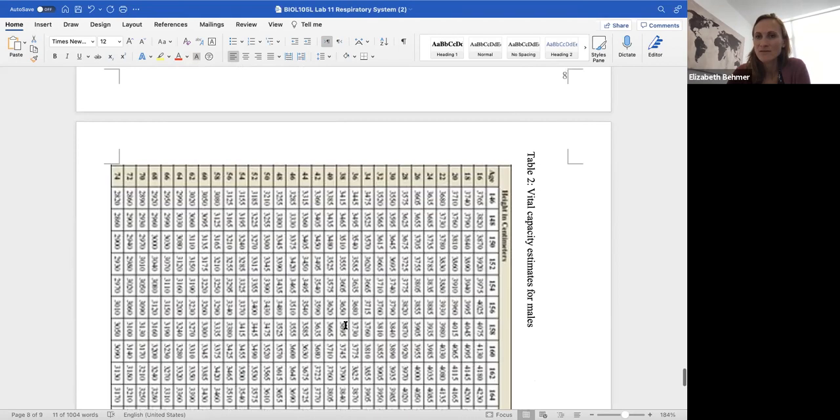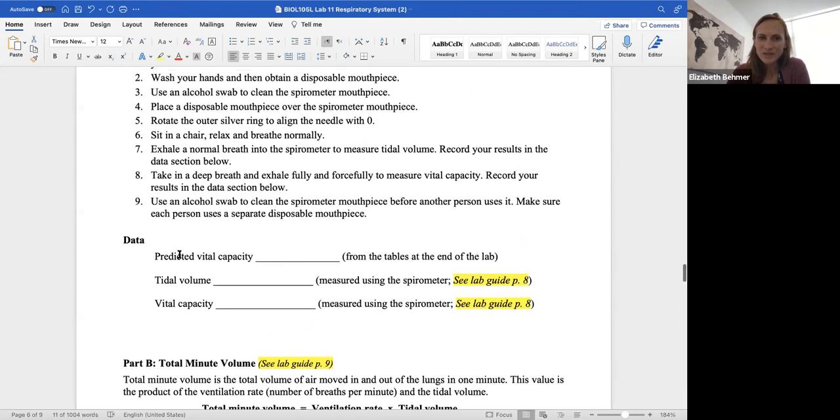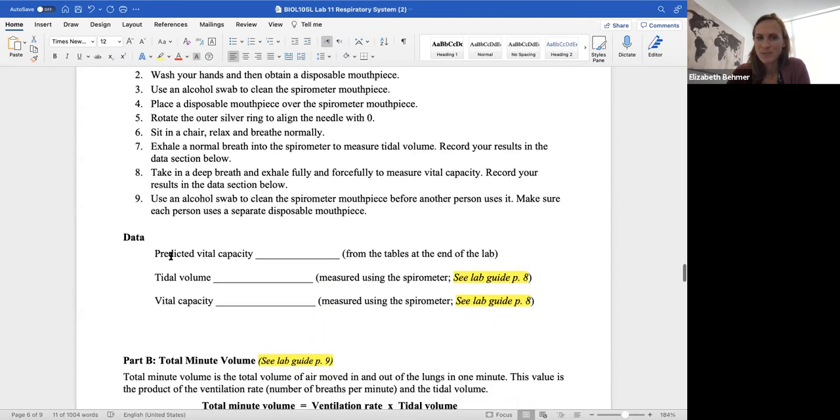So you need to get your vital capacity to do this first. In this section, part A, spirometry, that's where you'll put your predicted vital capacity. You'll put that here. You'll use the tables from the end of the lab, take your age, and then take your height, convert it to centimeters to put your predicted vital capacity.